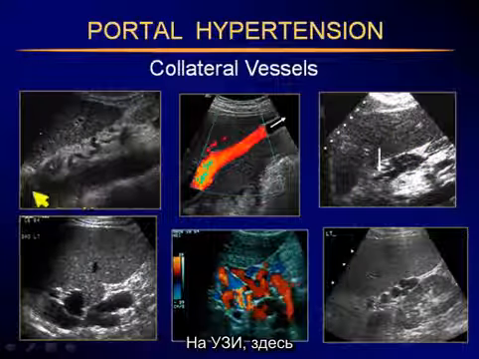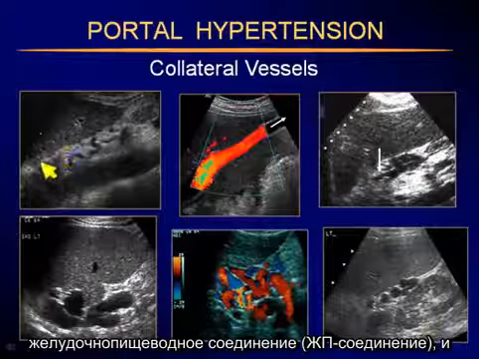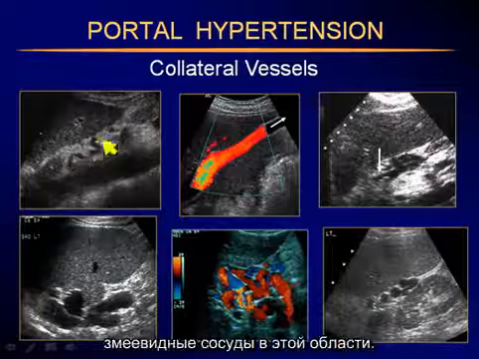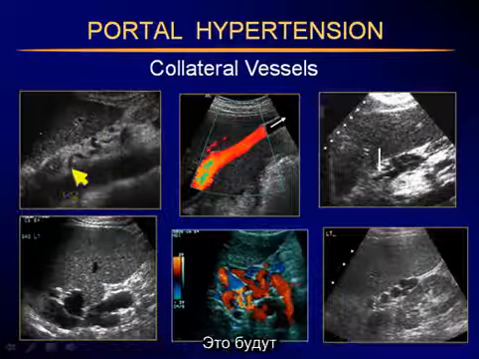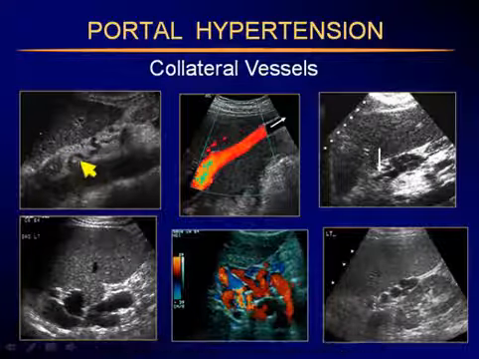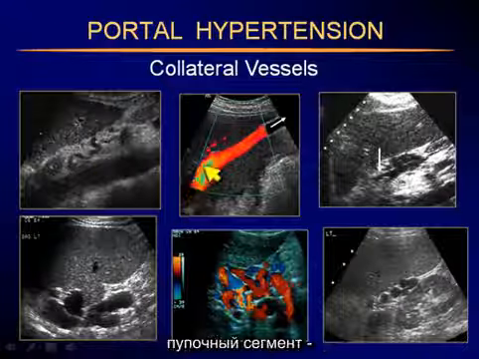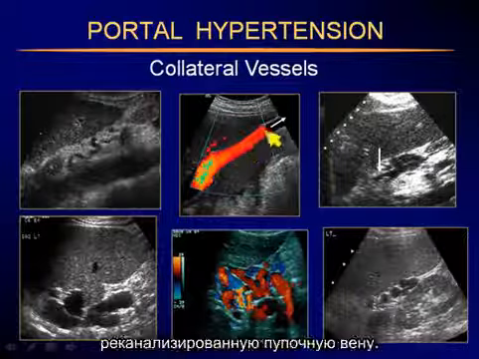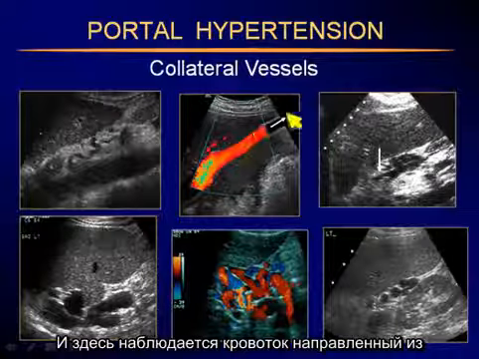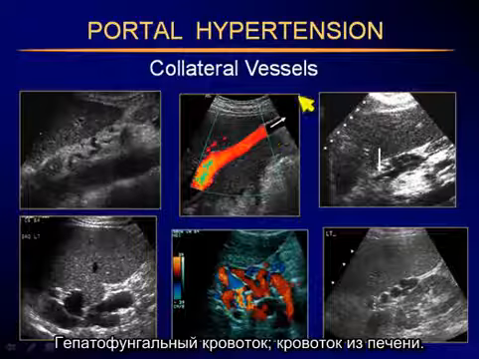On ultrasound, here is the aorta, the esophageal junction, GE junction, and tortuous serpiginous vessels in the region. These would be the gastroesophageal collaterals. Here is a sagittal section through the recanalized umbilical vein, and it has flow heading out of the liver towards the umbilicus, hepatofugal flow out of the liver.